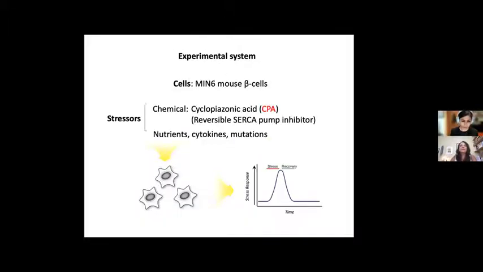So to study this at the molecular level, we used MIN6 mouse beta cells. As an ER stressor, CPA, which is reversible, we can wash it out. And the physiological stressors, of course, will be nutrients, cytokines, mutations, etc. But this is our model. And we ask the question, how do cells respond to stress and how do they recover?